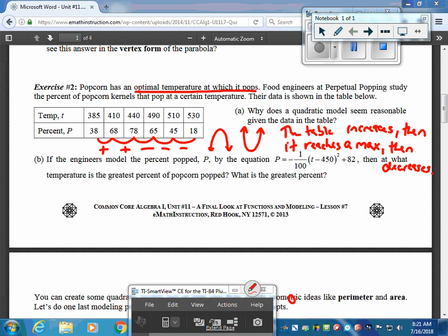And we talked about the vertex form a little bit. It says if the equation for the popcorn is measured by that, then what temperature is the greatest percent of popcorn popped? So in this case, T is the temperature. So in the parentheses, this right here would represent that the temperature would equal 450. And at that point, the greatest percent of popcorn at a temp of 450, we would have 82% of popcorn popped.